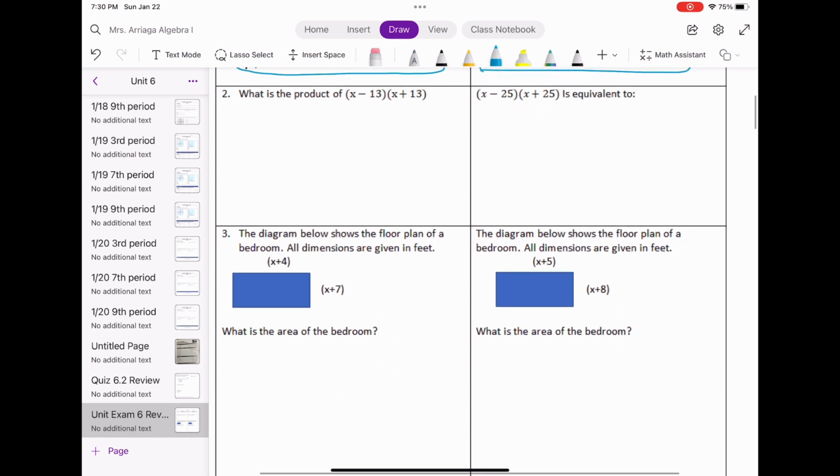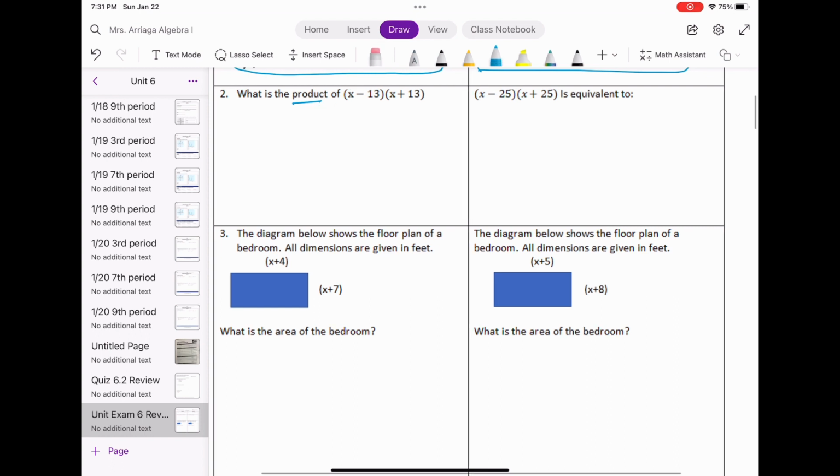Number 2 is asking for the product of two binomials. This is a reminder: product means multiplication. So we're going to multiply that first binomial times the second binomial, and you can do this either by the box method or the FOIL method. Put the first binomial on top and the second binomial on the side, but again, it doesn't matter.